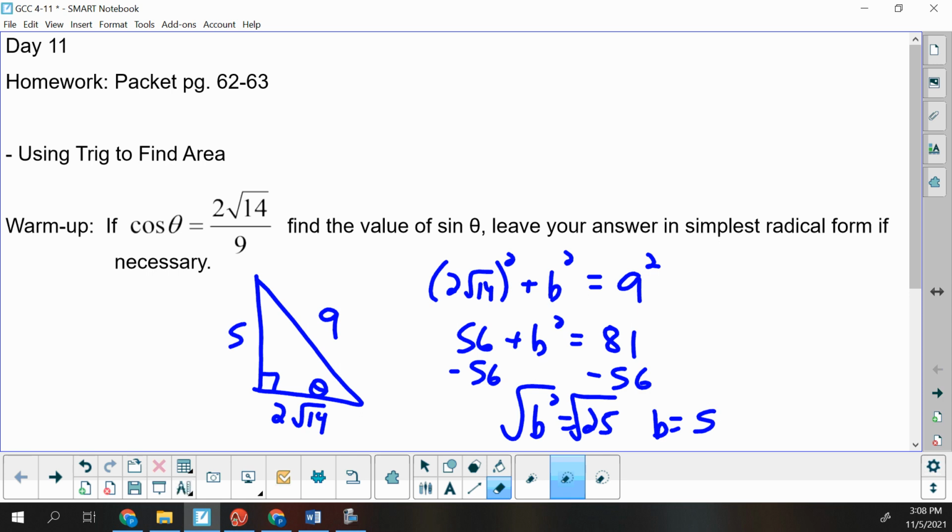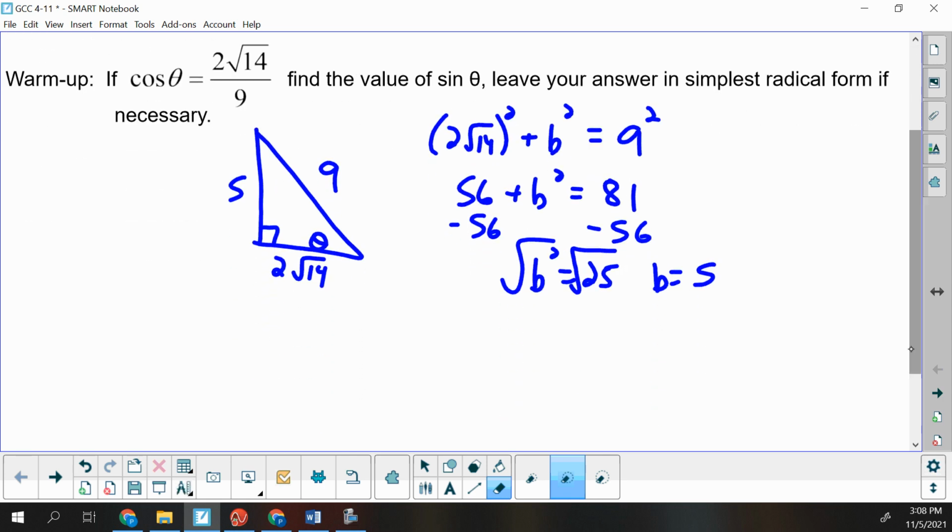From there, we want to do sine theta, which is opposite over hypotenuse. Our opposite is 5, our hypotenuse is 9. Does not reduce, no radicals you have to worry about in the denominator, so that's it for sine theta.